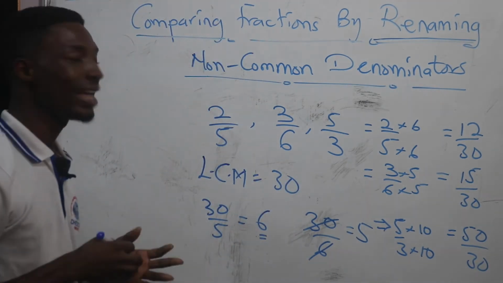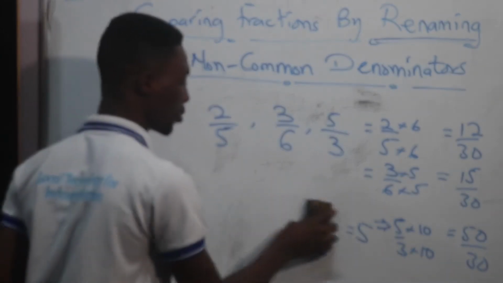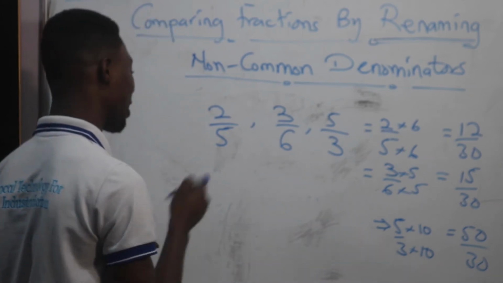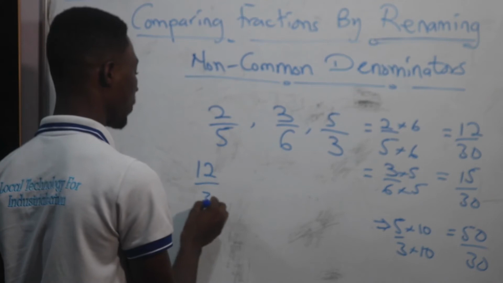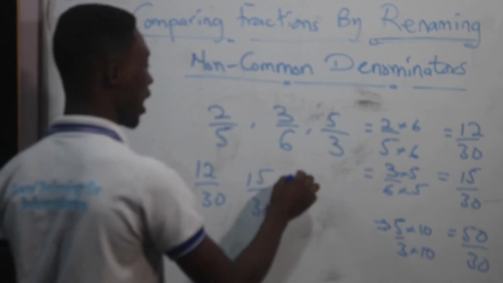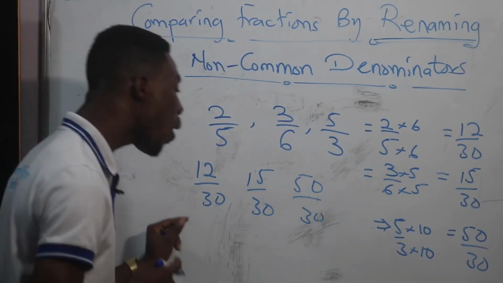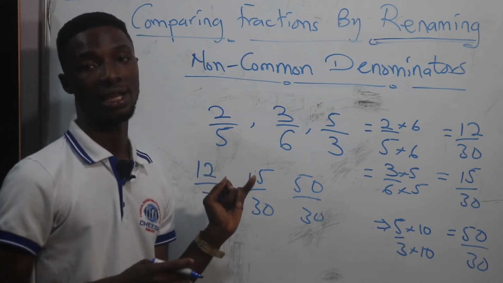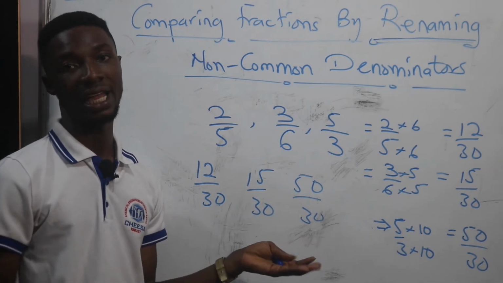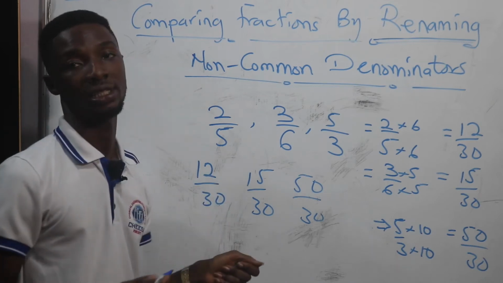Now let's write our equivalent fractions. We have the equivalent fractions of 12 out of 30, 15 out of 30, and 50 out of 30. Now we can see that all the fractions have the same denominator. Once they have the same denominator, we don't have any problem again in the comparison process. We only need to compare the numerators.